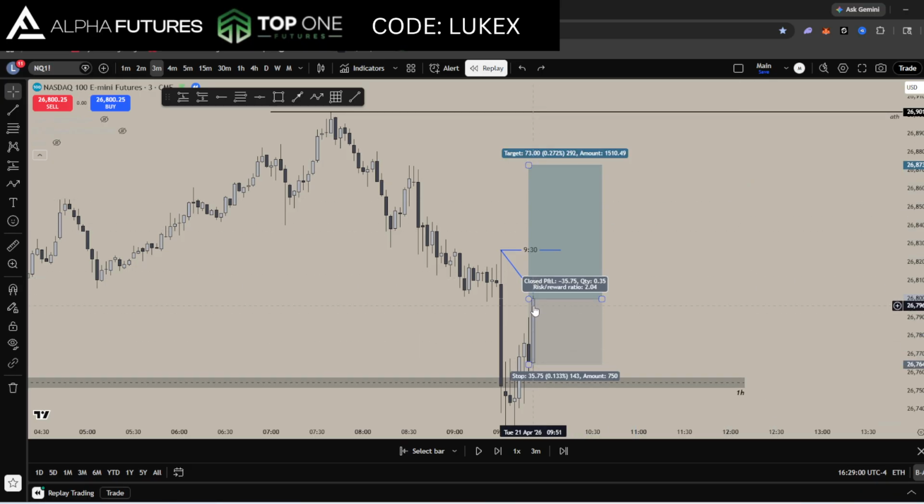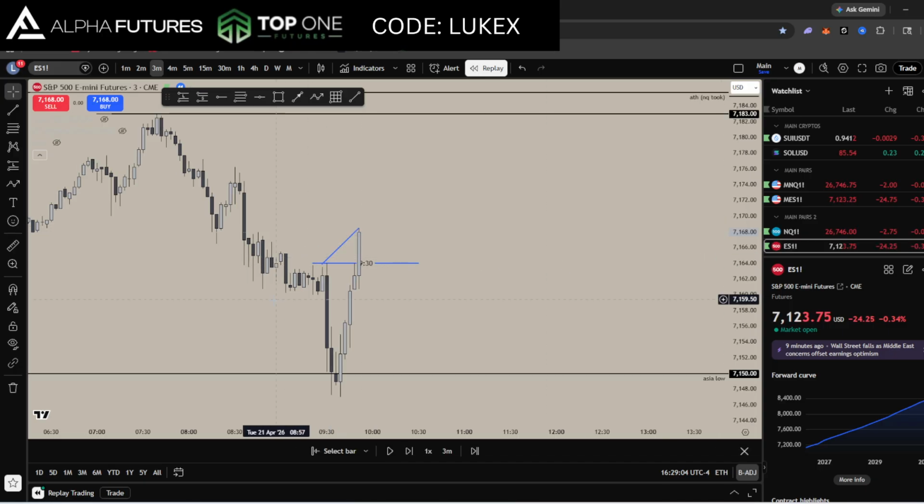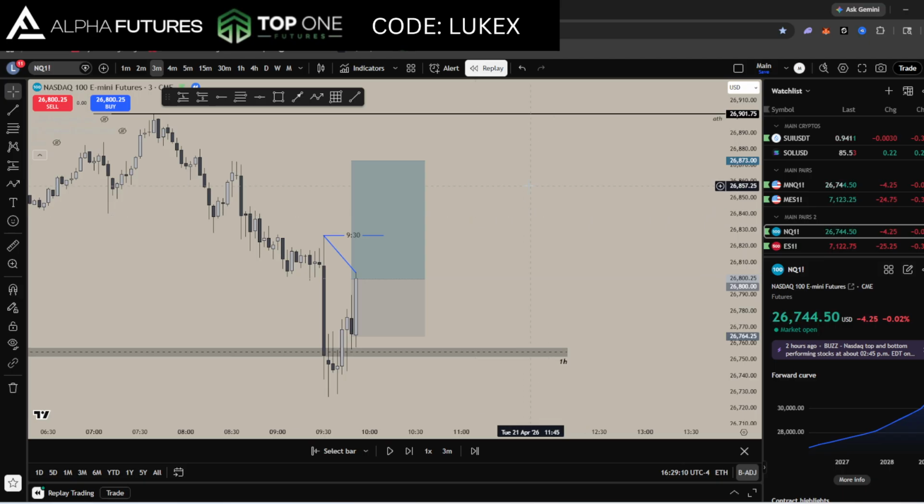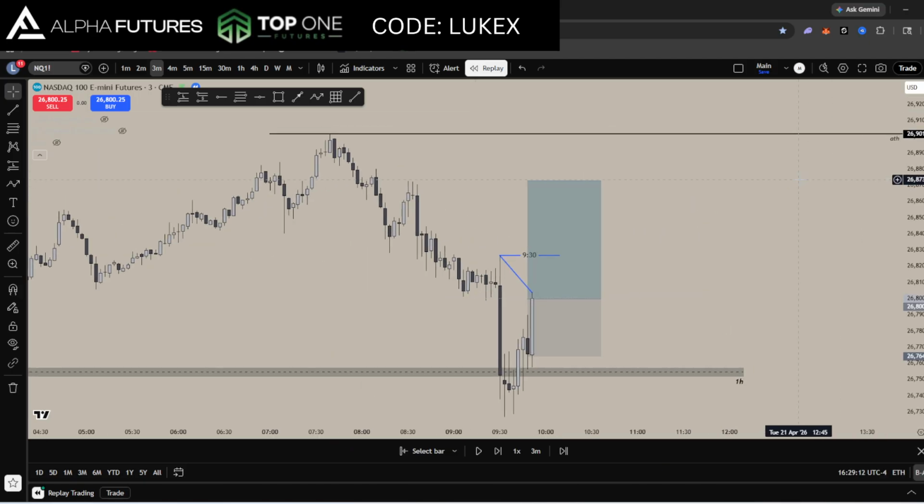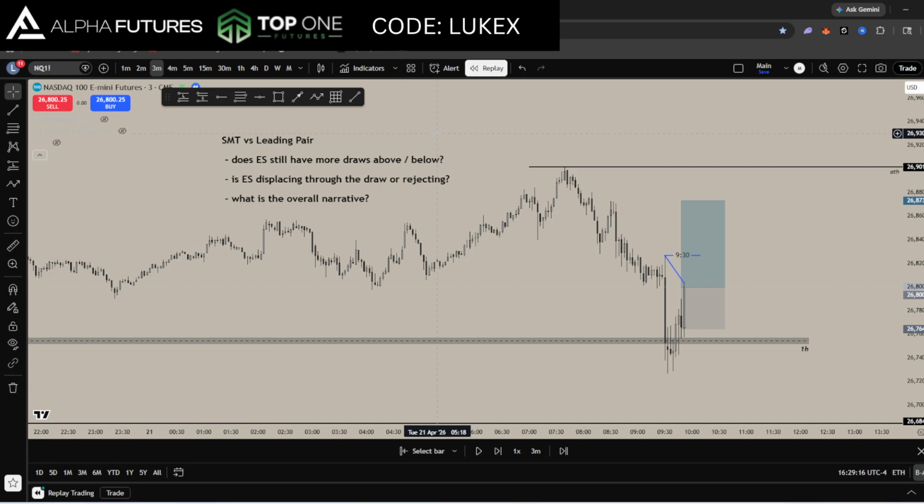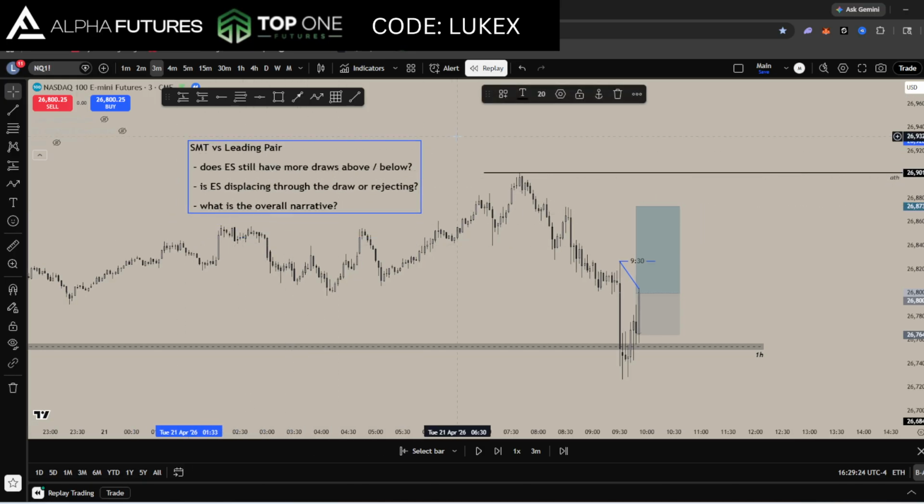But what do you see here? We get strong volume and displacement to the upside, but let's look at ES really quick. ES has now taken out that 930 wick. So a lot of people are saying, oh, there's an SMT, I can't take the trade now, right? But this is where you're wrong, and you have to understand the difference between what an SMT is and where it's a case of this is just ES being the leading index compared to NQ, and NQ is just lagging behind.